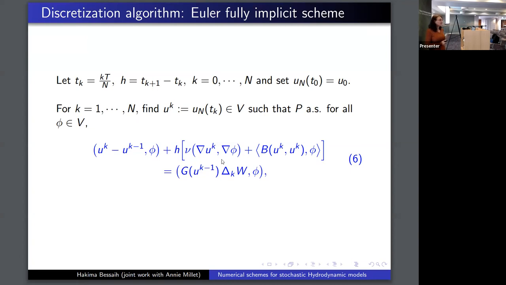This is our fully implicit algorithm, and you see that it's really implicit in both the nonlinear term and the Laplacian.